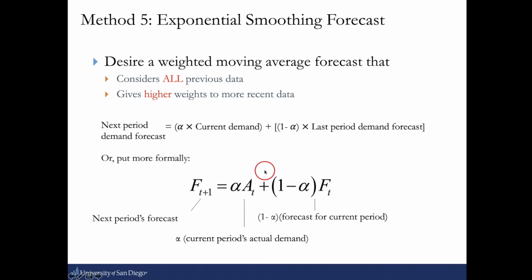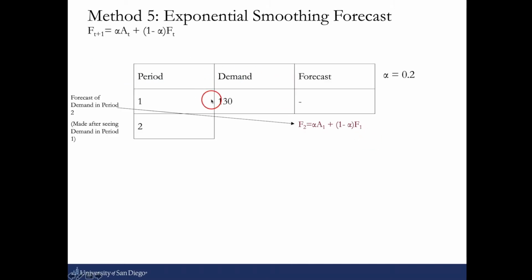I have F sub t plus 1. This is the next period forecast. And this is equal to alpha times the current period's actual demand plus 1 minus alpha times the forecast for the current period. And let's take this to an example. So I leave the equation on the top left hand corner for you to refer to. And let's take a look at this particular example.